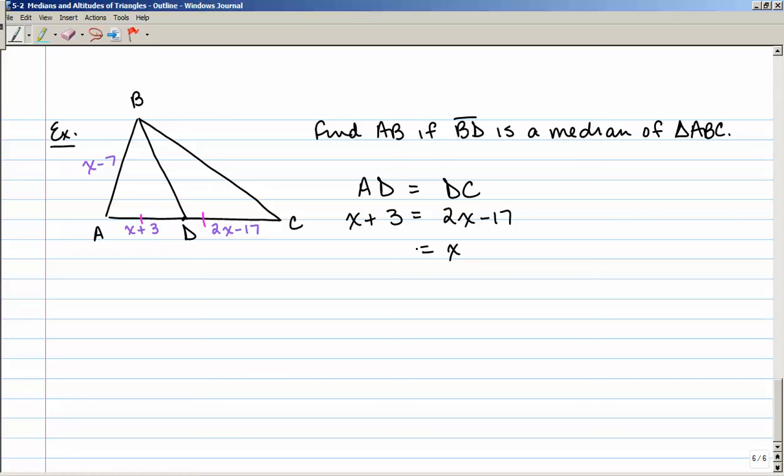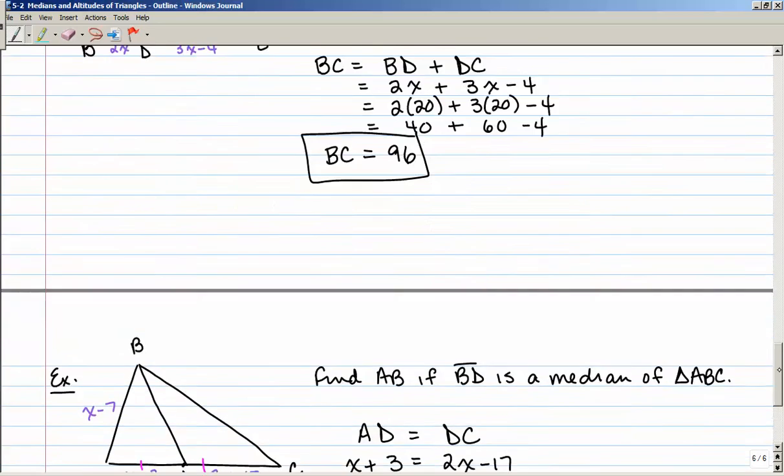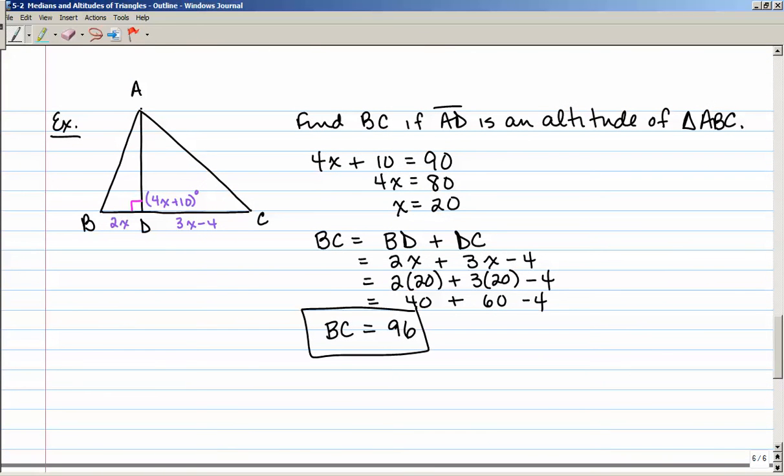And subtracting x on both sides and adding 17, x is equal to 20. Notice the length of segment AB, which is what we have to find, is x minus 7, or 20 minus 7, so the length of segment AB is 13 units. So a median goes from a vertex to the midpoint of the opposite side. An altitude goes from a vertex and is perpendicular to the opposite side.